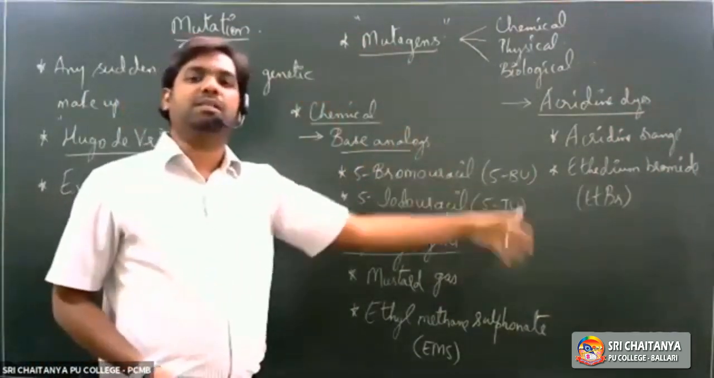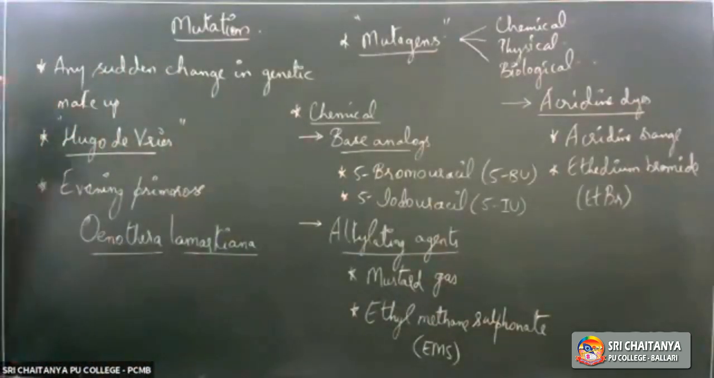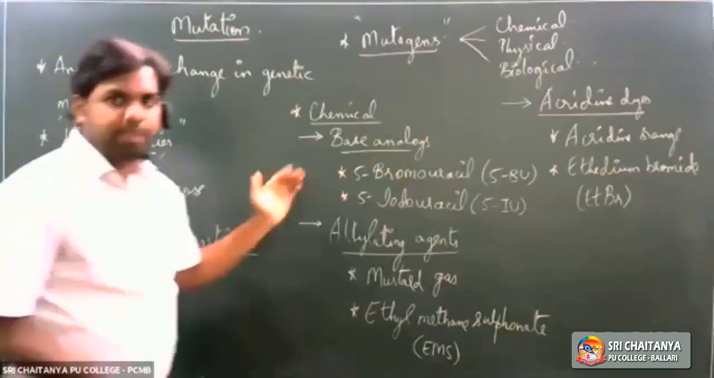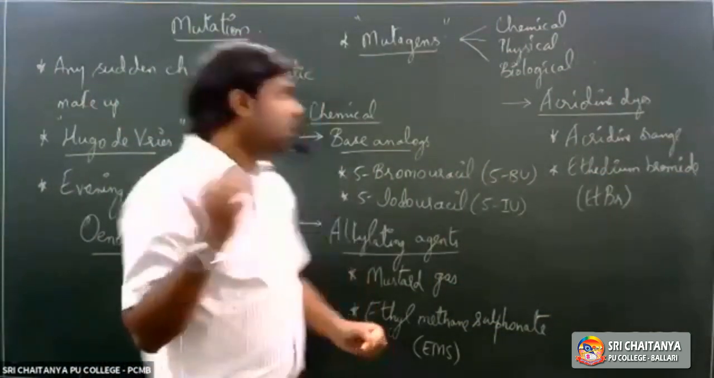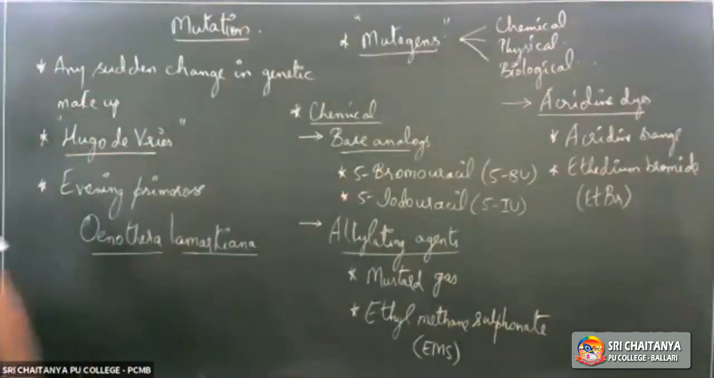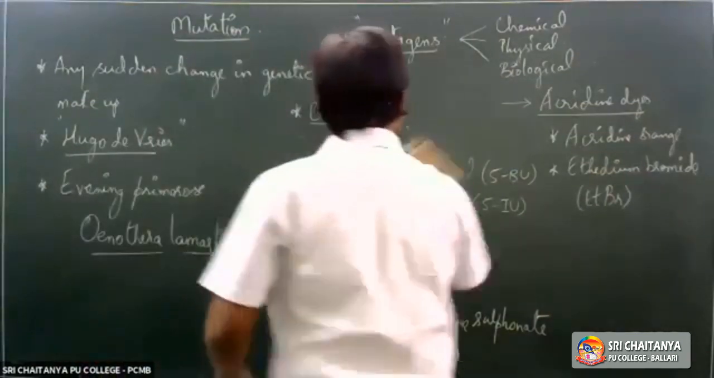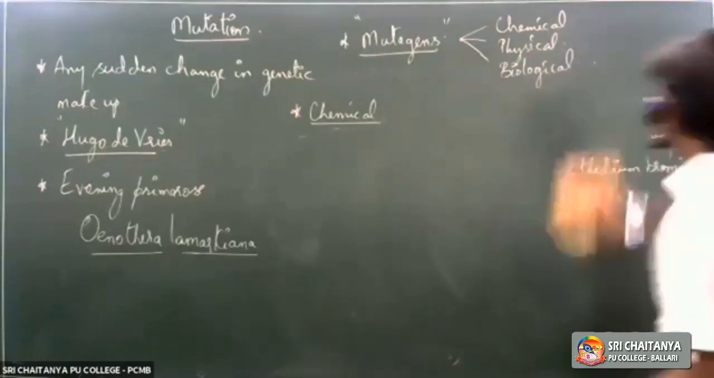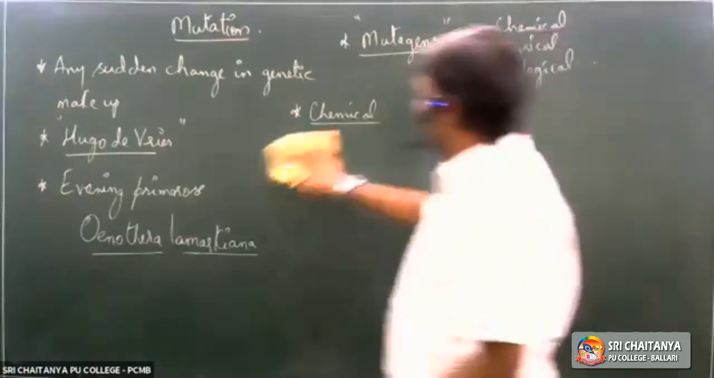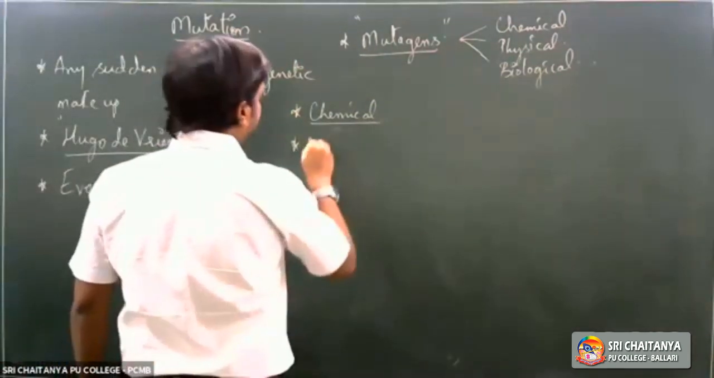So any of these chemicals would cause some sort of sudden changes in the genetic makeup, leading to some sort of mutation in the particular individual. Right? So this is the first category what we have, which we call the chemical mutagens. Talking about the second one, the second one would be the physical mutagens. Physical mutagens could again be of two different categories.